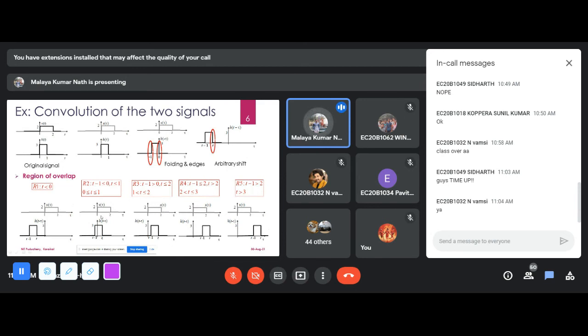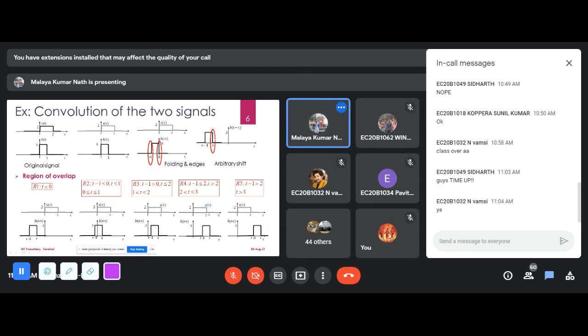In this region 2, this is x of tau, this is h of t minus tau. So now what will happen? A partial overlapping will occur between your x of tau and h of t minus tau. As you are moving the signal, the rotated or folded signal over the unfolded signal, at a certain point of time it will give rise to complete overlapping, and the complete overlapping will give rise to your maximum value, right? So this will be the output you'll get in region R3.